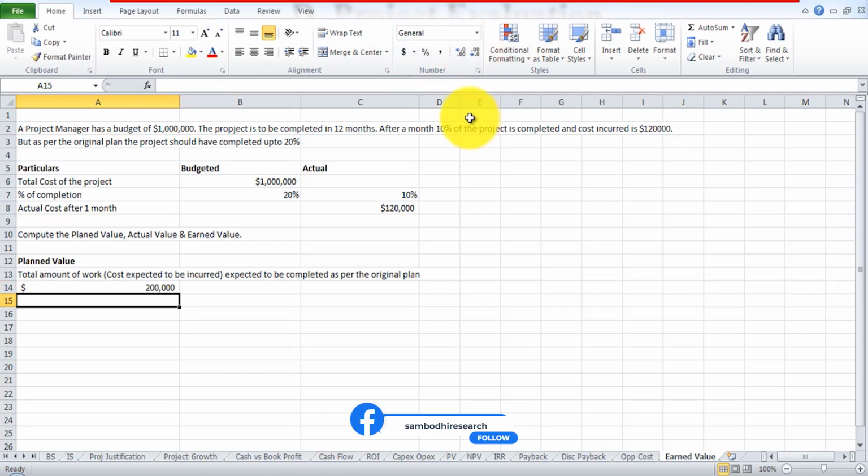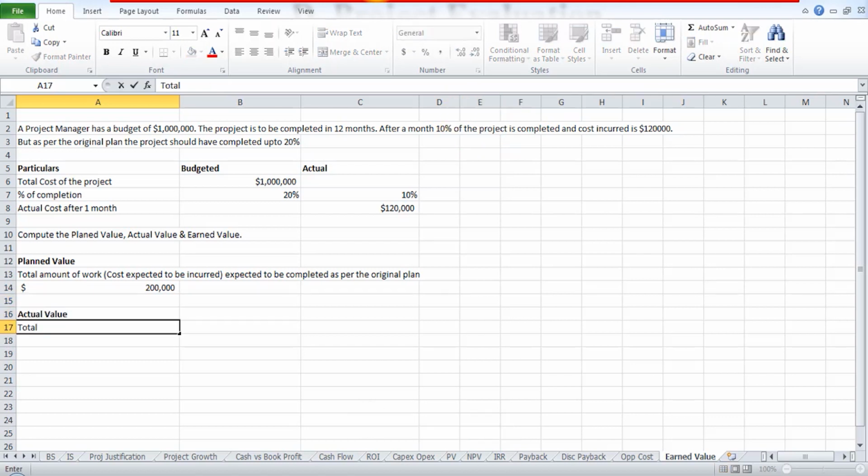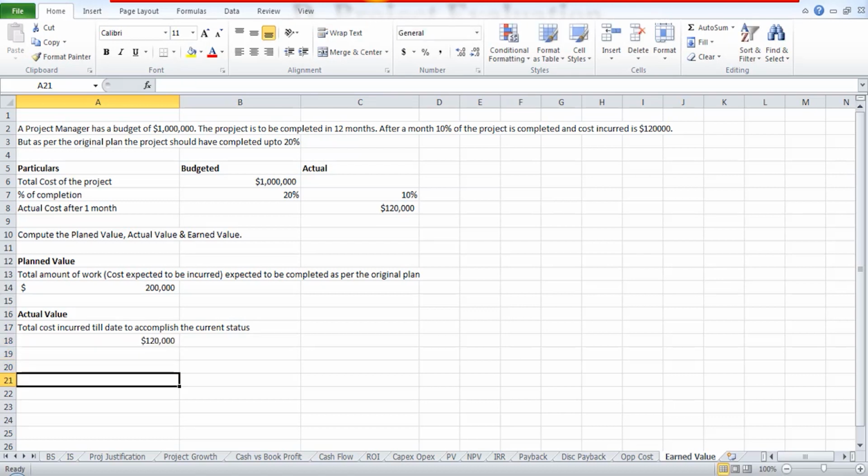Okay, now we're going to compute the actual value. That's going to be the total cost incurred till date to accomplish the current work status, the current status of the work. It's given straightforward. That's $120,000. And lastly, we have the earned value computation.